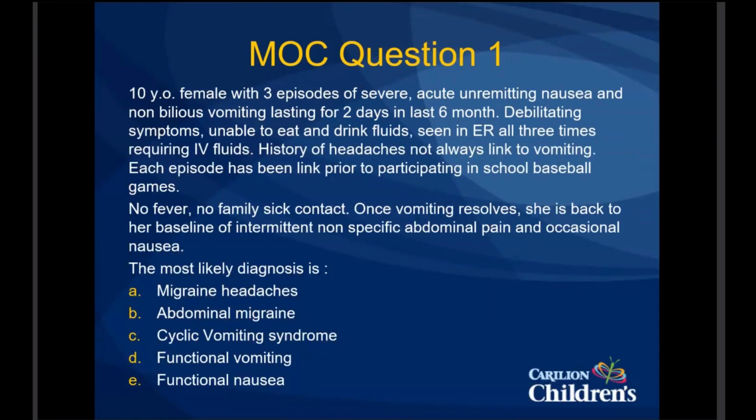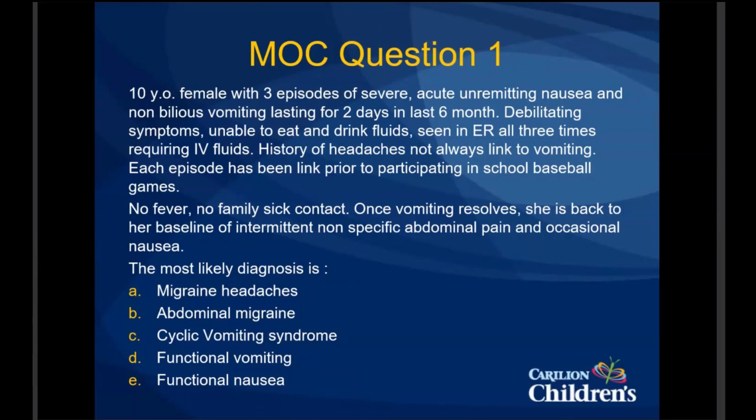So the most likely diagnosis is A, migraine headaches, B, abdominal migraine, C, cyclic vomiting syndrome, D, functional vomiting, and E, functional nausea. So I'm just going to tell you that the selection is C, cyclic vomiting syndrome. So you see it's 6 months apart. There are stressors involved. She's fine between these episodes, and it was severe enough that she needed ER evaluation with hydration, because they vomit until they get dry.